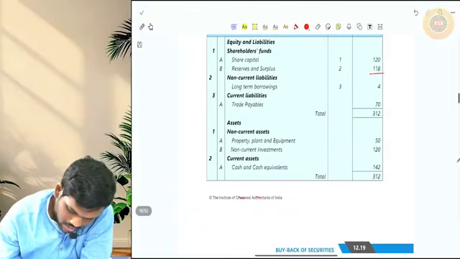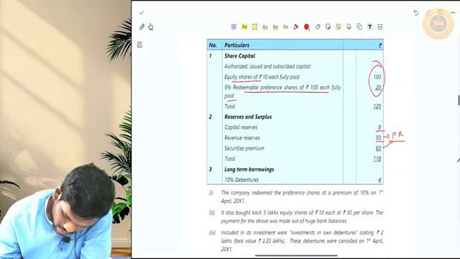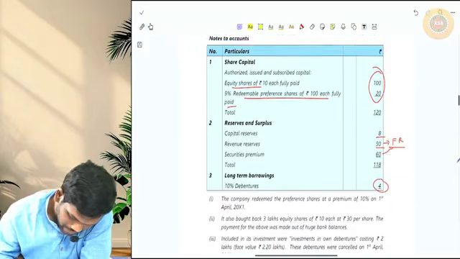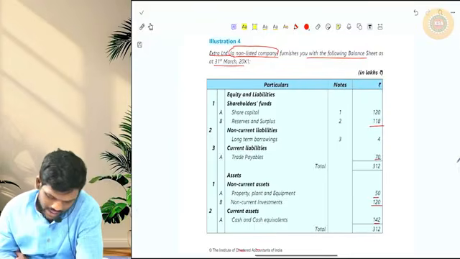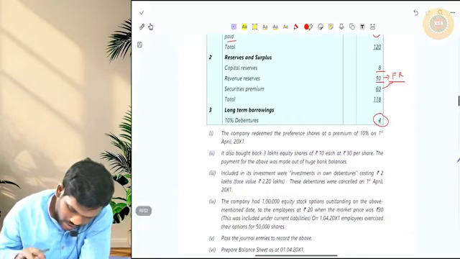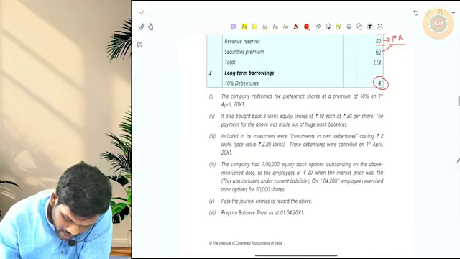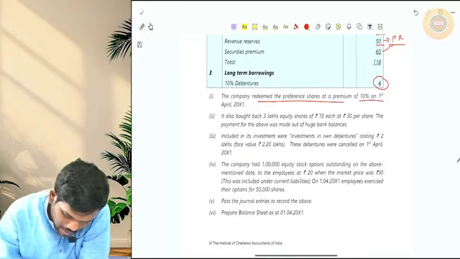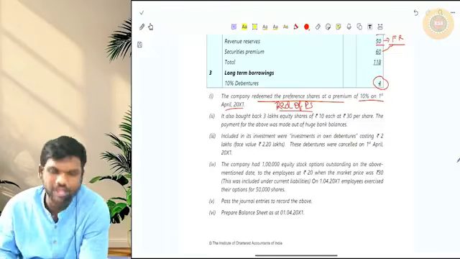And then we have long-term borrowings. What is there in this long-term borrowings? We have debentures. Then we have trade payables, PPE, non-current investments, and cash and cash equivalents. Let us see what they're telling in the adjustments. The company redeemed preference shares at a premium of 10%. So first we have to pass journal entries for redemption of preference shares.